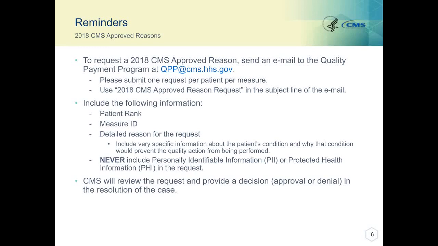Okay, again, to submit a request for a CMS-approved reason, you would send an email to the Quality Payment Program Service Center. And again, the instructions are to submit one request per patient per measure. Use 2018 CMS-approved reason request in your subject line, and then here's the information that you should include with your request. And please do not include personally identifiable information or protected health information.